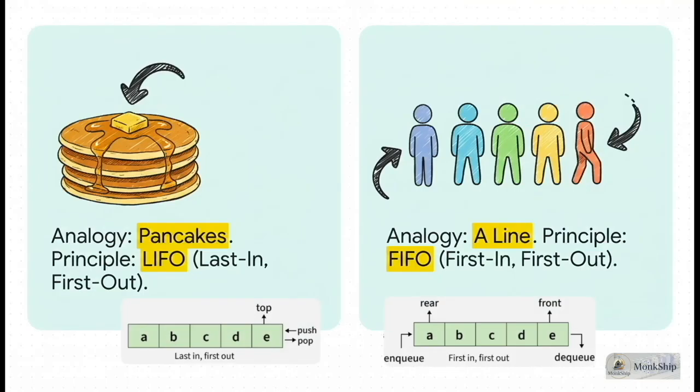Okay, so let's put them side by side to really lock this in. A stack is like pancakes, LIFO, last in, first out. A queue is like a line, FIFO, first in, first out. If you can just remember those two simple analogies, you'll never get them mixed up.